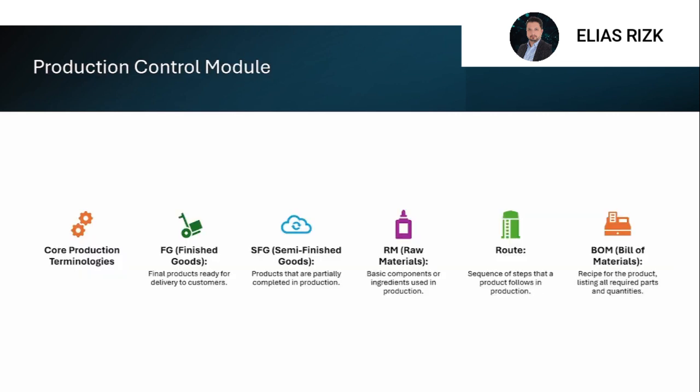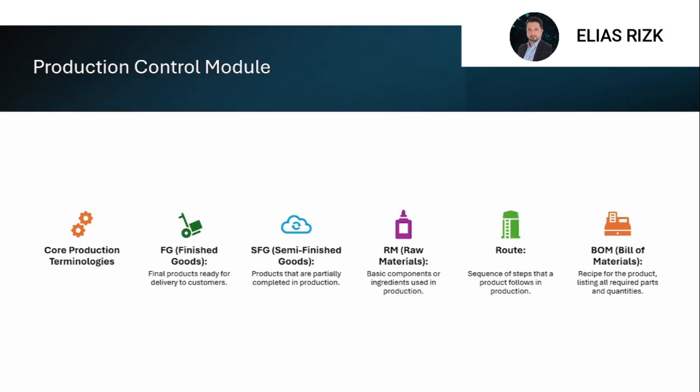Next, we discuss the key terminologies. These terms might sound technical, but understanding them makes it easier to follow the production process. I will walk you through each one in simple terms, so let's jump right in. First is FG, or finished goods. They are completed products ready to ship out to the customer. It's like the end result of a whole production cycle.